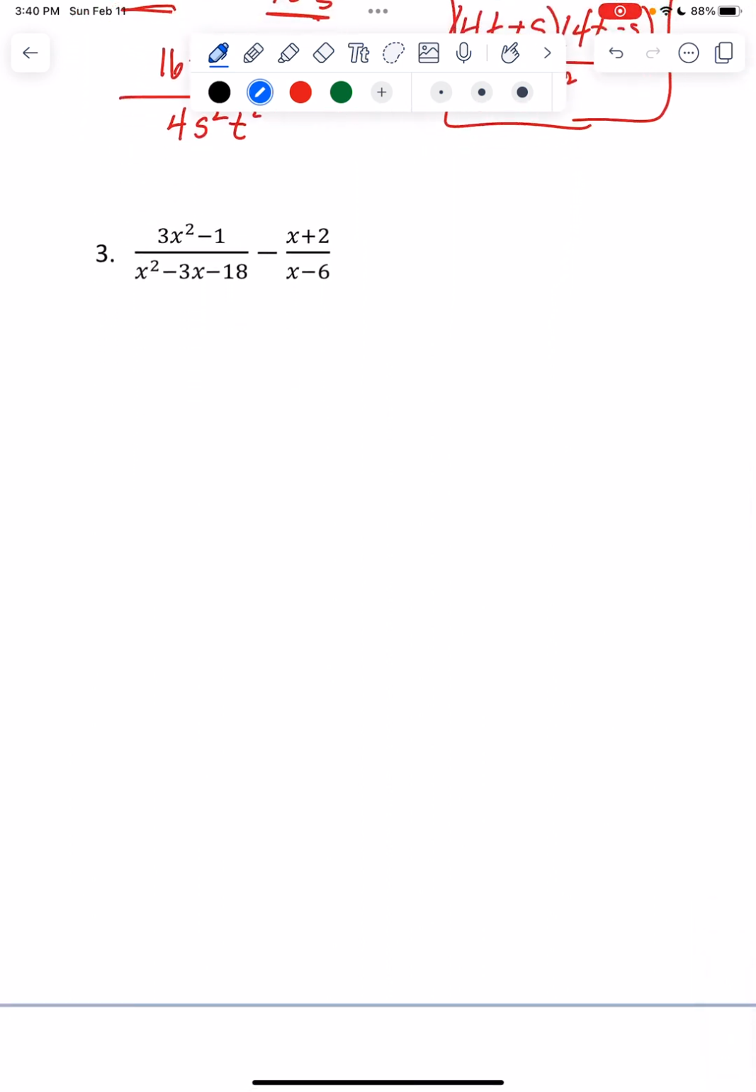Let's see. Number 3, last one. So we got some factoring to do. The numerator, not a difference of squares, because this 3 is not a perfect square. So can't factor that. But in the denominator, we can use the big X. Multiplies to negative 18, adds to negative 3. Would be negative 6 and positive 3. So what we're dealing with would be 3x squared minus 1 over x minus 6, x plus 3 minus.